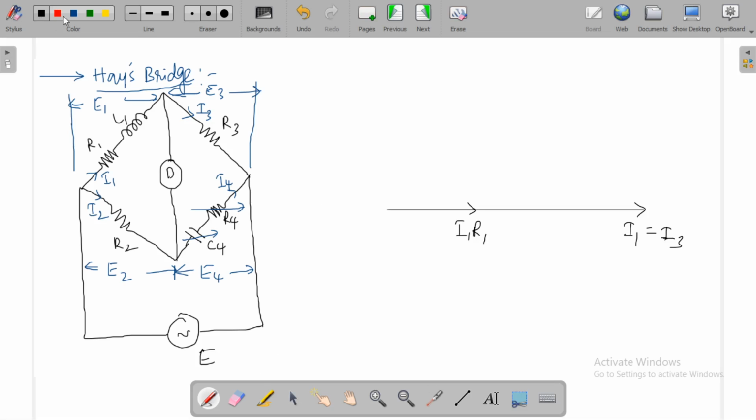Now let us draw the voltage across the inductor. Voltage across the inductor leads the current by an angle of 90 degrees. So this will be the voltage across the inductor, I1 omega L1. The phasor sum of the voltage across this and the voltage across this gives E1.